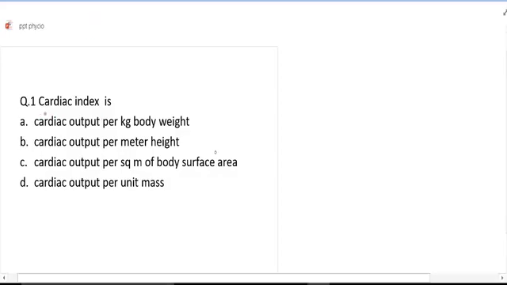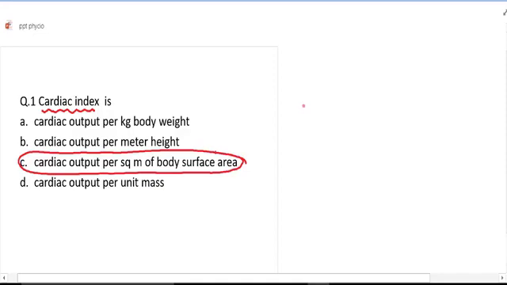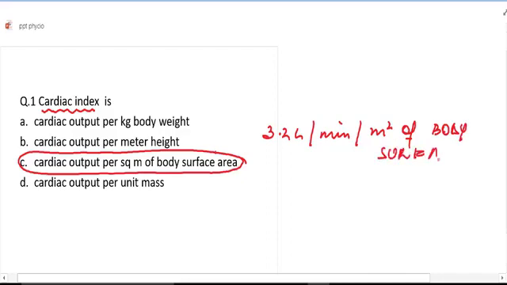Now, cardiac index is defined as the cardiac output per meter squared of the body surface area. And the average value is 3.2 liters per minute per meter squared of the body surface area. This is cardiac index.